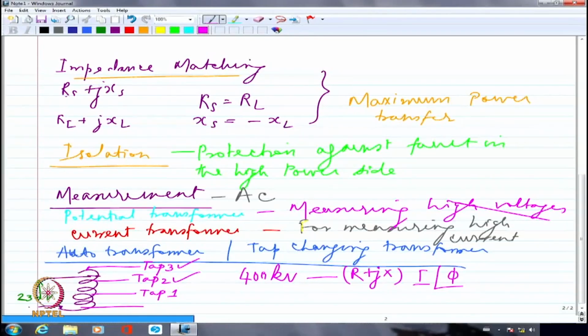So much for the applications of transformer. This also gives rise to variations in the functionality of the transformer as power transformer, distribution transformer, measurement transformer, isolation transformer and auto transformer. So these are the various classifications of transformer as per the application.